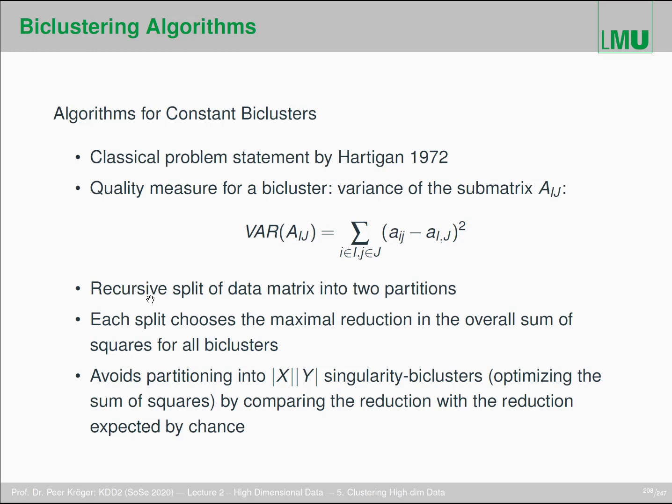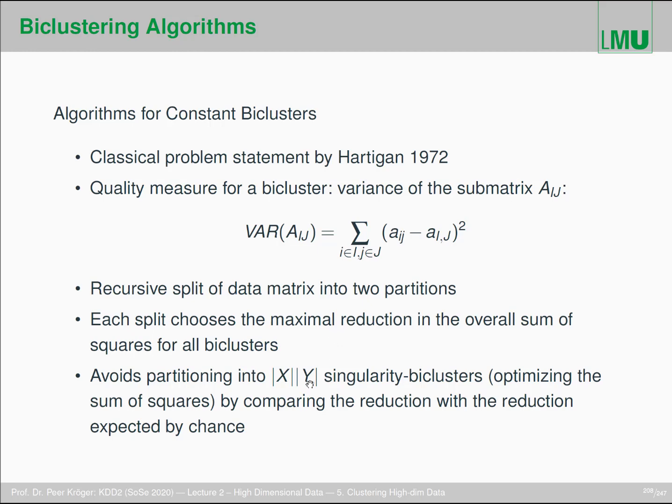And Hartigan proposed recursive splits of the data matrix into two partitions. Each split tries to reduce the overall sum of squares, so the variance, for all bi-clusters. So you try to find that bisecting split such that this variance is small for all bi-clusters.